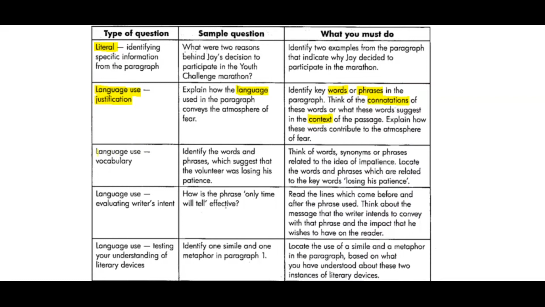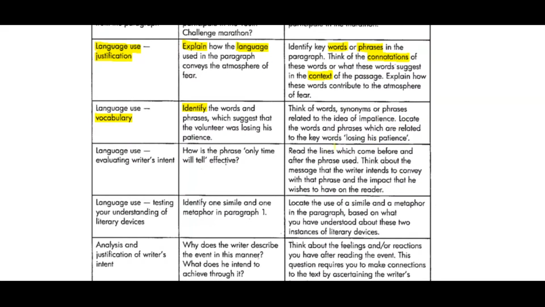So next, language use will be on a more direct example: vocabulary. You just need to identify. Under justification you need to explain, but under vocabulary you simply need to identify what is the word or phrase that has that particular meaning, or has that particular connotation. It can be word synonyms or phrases, so you just have to pick that word up.